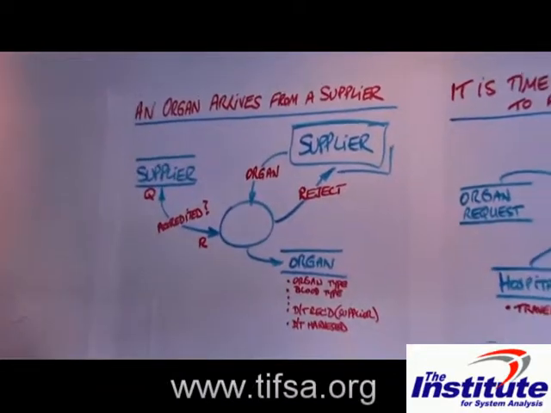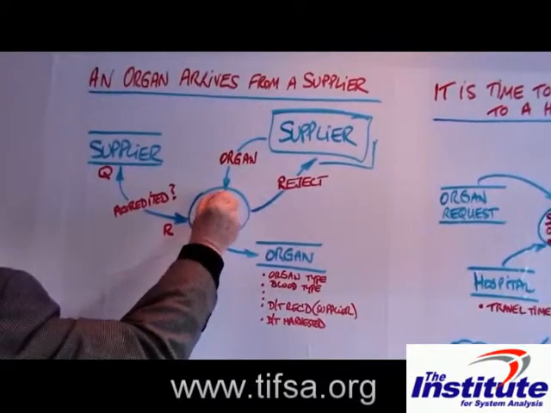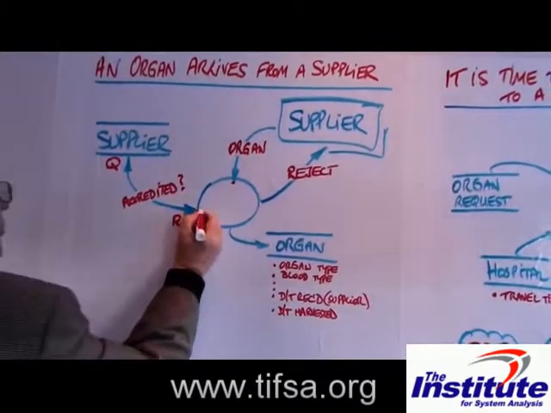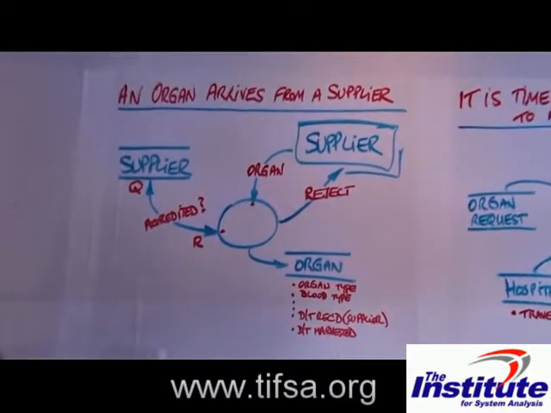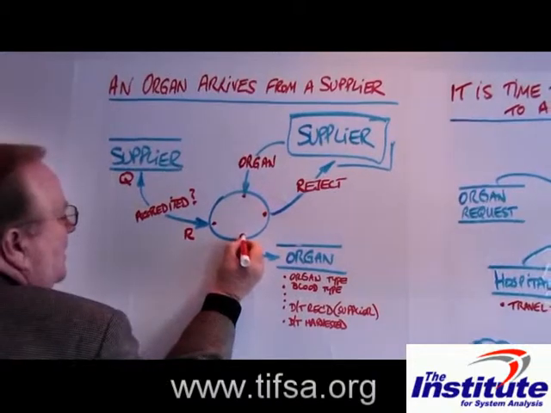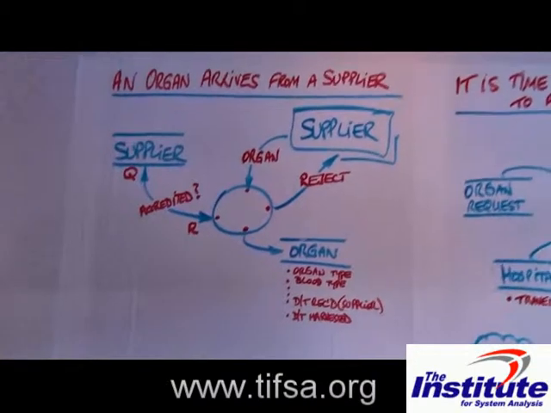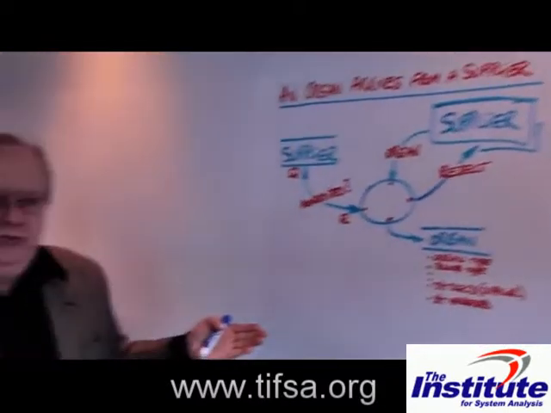The narrative would be receive the organ from the supplier. Determine if the supplier is accredited or not. If they're not accredited, reject the organ. If they are accredited, accept the organ and keep track of it. That's all there is to the narrative. We can write it up pretty well. This is the way I said it.